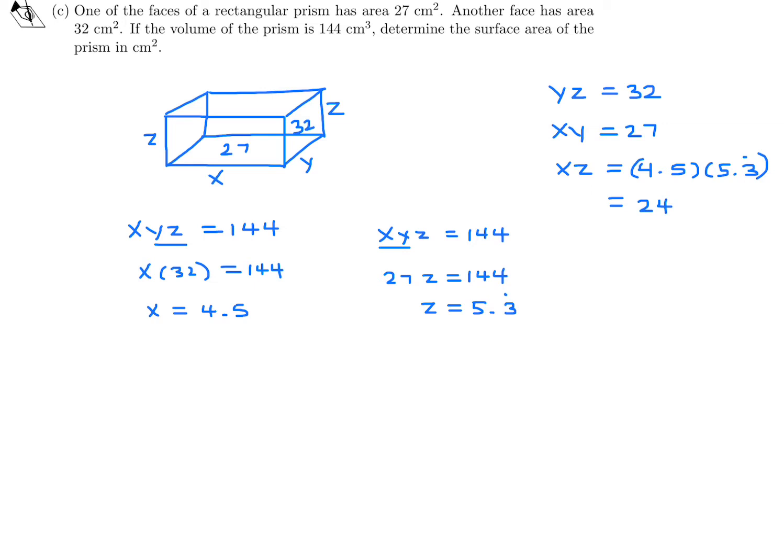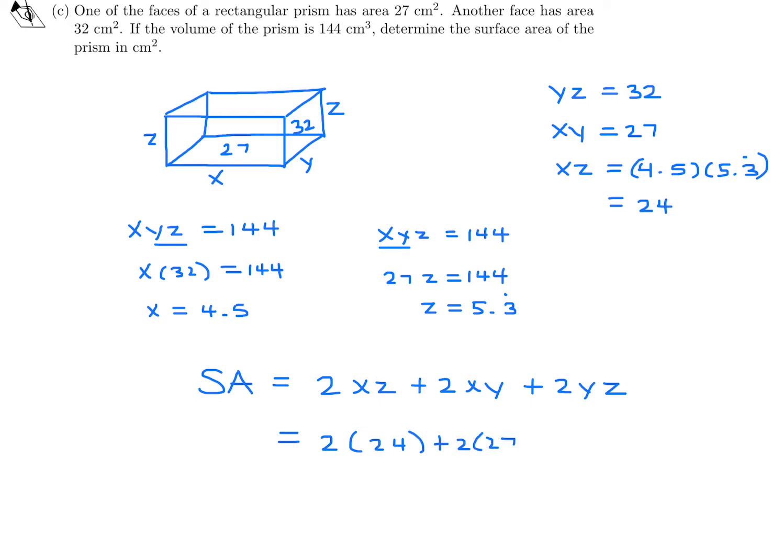So what did they want us to figure out? Surface area, SA. Surface area is going to be 2 times xz plus 2 times xy plus 2 times yz. So that's 2 times 24 plus 2 times 27 plus 2 times 32. When you do that math, you get 48 plus 54 plus 64, and that is equal to 166, the surface area of that prism.